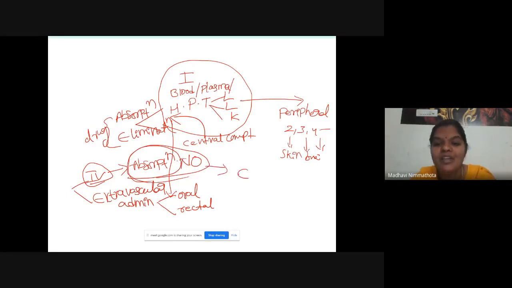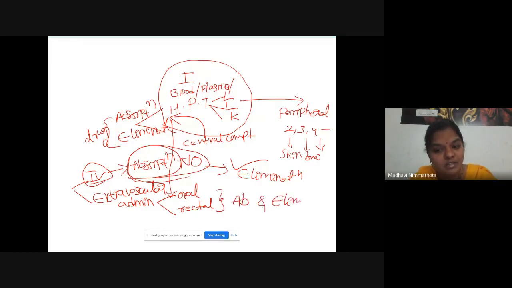Only elimination is there. There is no absorption. In case of extravascular administration, either oral or rectal, those will show absorption and elimination. Right? First you find out this difference, then it is very easy.